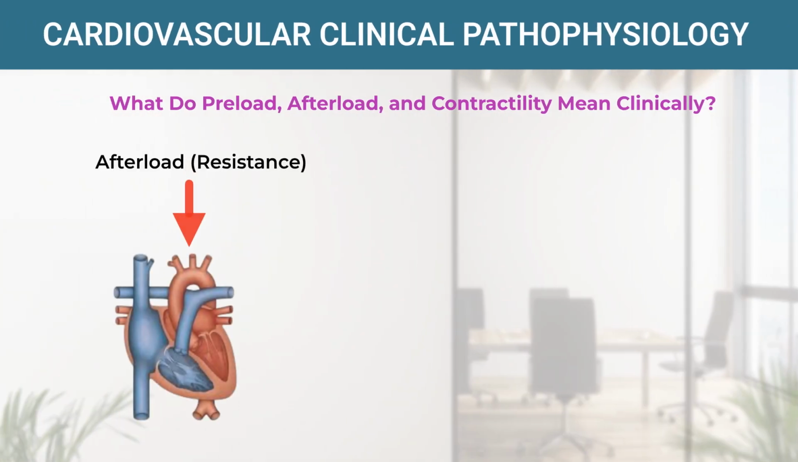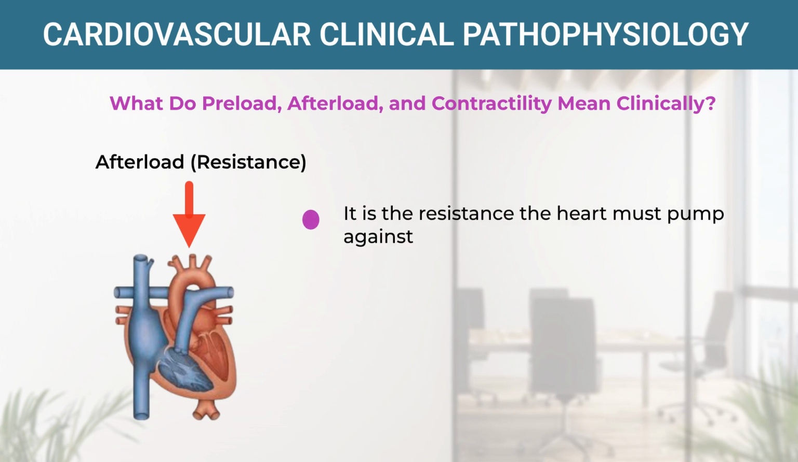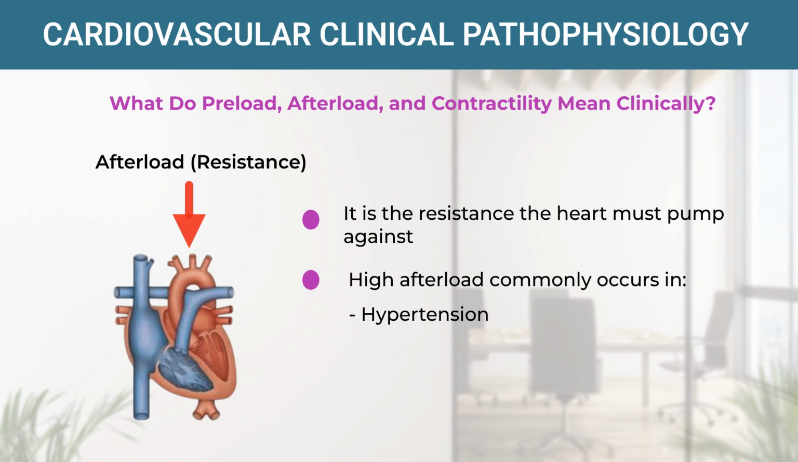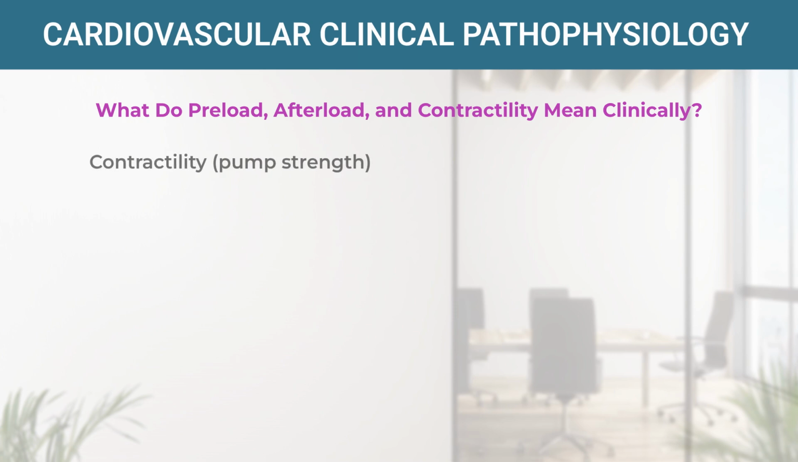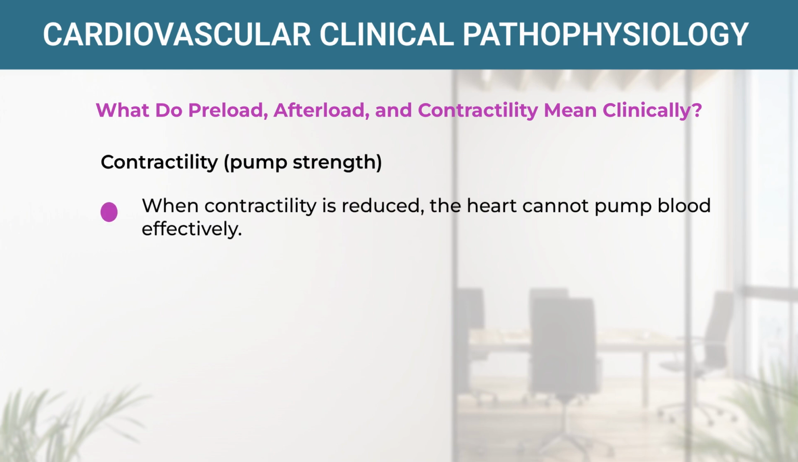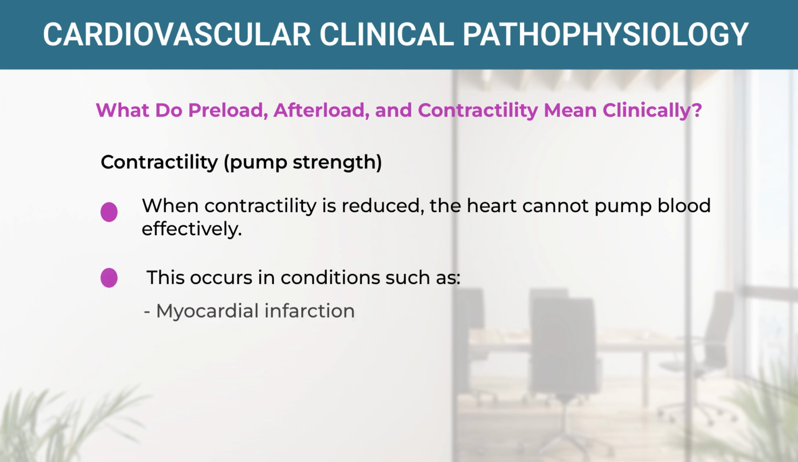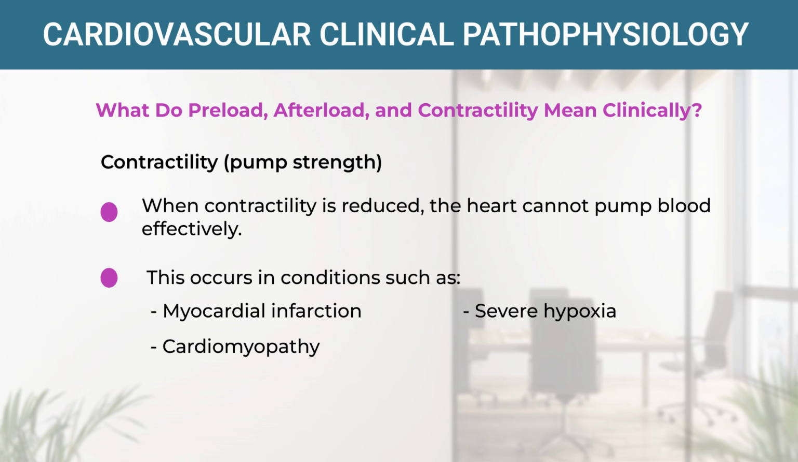Next is afterload. Afterload is the resistance the heart must pump against. High afterload commonly occurs in hypertension and vasoconstriction. This increases the workload on the heart. The third factor is contractility, or pump strength. When contractility is reduced, the heart cannot pump blood effectively. This occurs in conditions such as myocardial infarction, cardiomyopathy, and severe hypoxia.